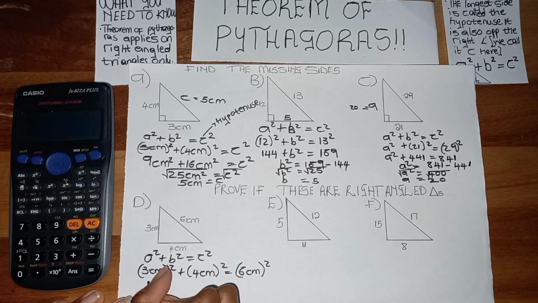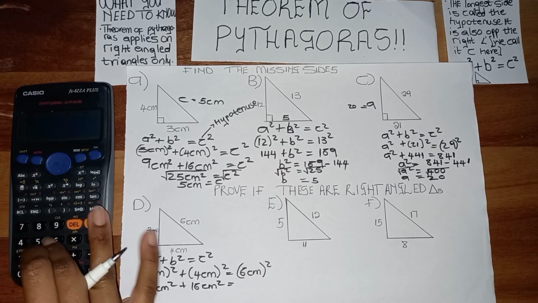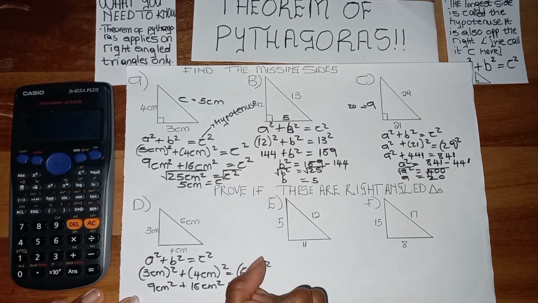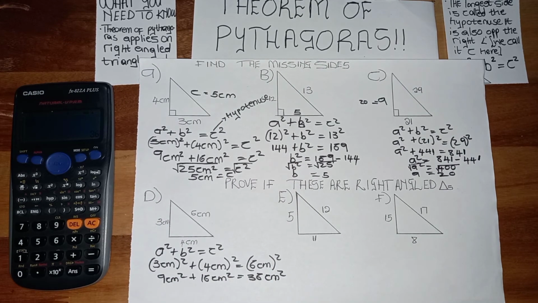3 centimeters squared equals 9 centimeters squared plus 4 centimeters squared equals 16 centimeters squared. Then 6 centimeters squared, I think it's 36. Yes, it's 36 centimeters squared. You know, when you deal with the same numbers in most questions, you just keep remembering the multiples. You just feel like you don't need a calculator, and at that point you just feel like, no man, I'm a pro in this thing. So yeah, let's continue.